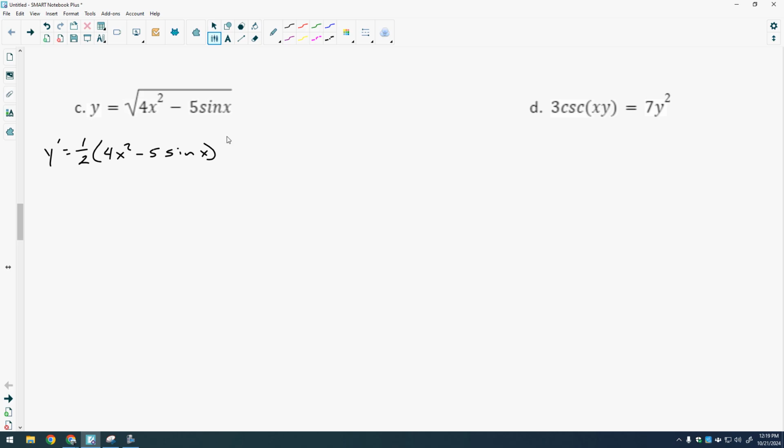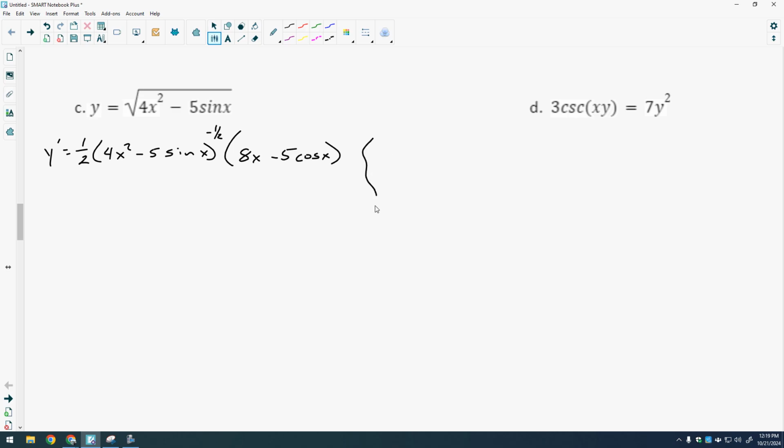Decrease this square root, decrease that 1/2 by 1, giving me a negative 1/2. I've taken the derivative of the square root part, the outside function. Multiply by the derivative of the inside. The derivative of the inside is just 8x minus derivative of sine is cosine. And we're done. Not too bad. Don't need to simplify, so we're done.